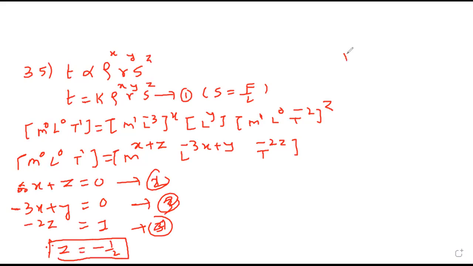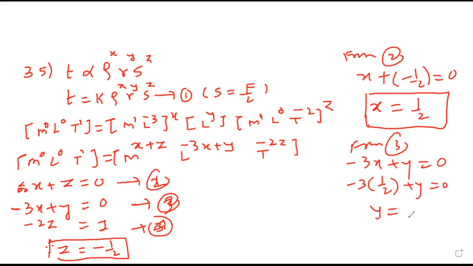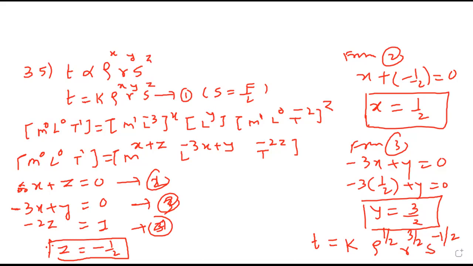So we got z value minus 1 by 2. Therefore from equation 2, x plus minus half is 0, so x equals 1 by 2. From equation 3, minus 3x plus y is 0, so minus 3 into 1 by 2 plus y is 0, and y becomes plus 3 upon 2. Therefore T is K rho raised to x, that is half, R raised to y, that is 3 by 2, S raised to z, that is minus half. Please copy till this. Then one line it will take for simplification.